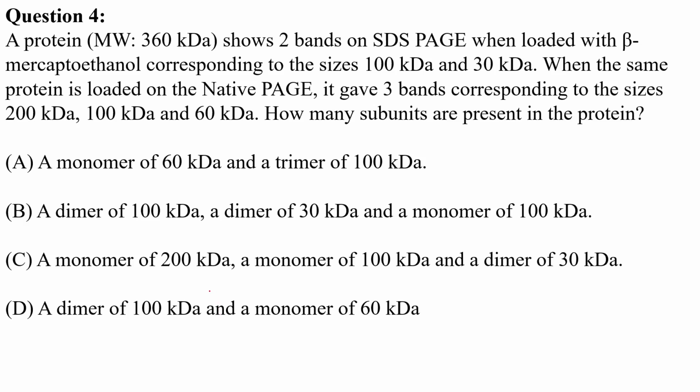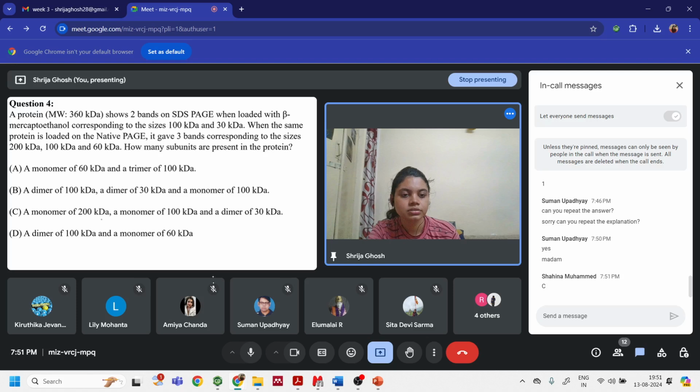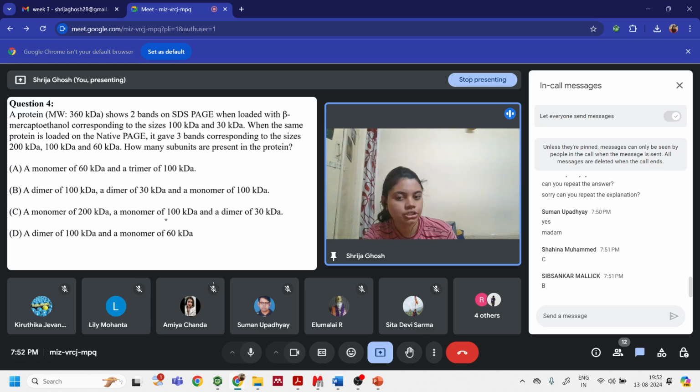So what would be the correct answer here? If anybody can answer, Shaina says option C, a monomer of 200 kilodalton, a monomer of 100 kilodalton and a dimer of 30 kilodalton. Okay, we have one more answer, option B, dimer of 100, dimer of 30 and a monomer of 100. Okay, so let's see how to solve this question.